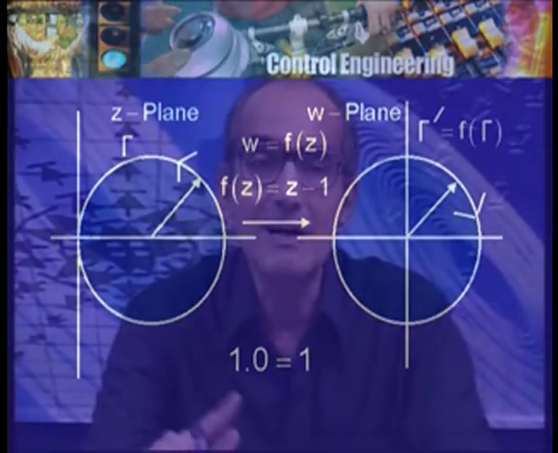The image contour gamma prime, the original contour gamma, the direction of traverse along the original contour or the sense, the direction of traverse along the image contour, we have to look at the number of encirclements in the same sense as the original contour. So that number may be positive or negative.